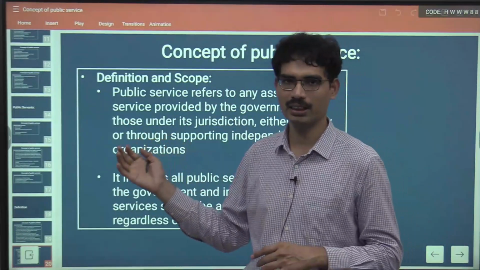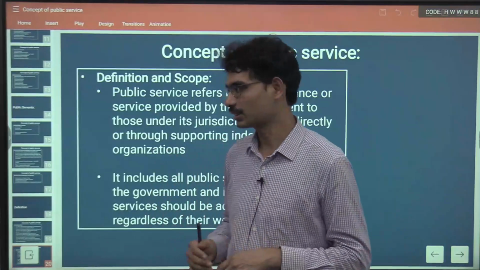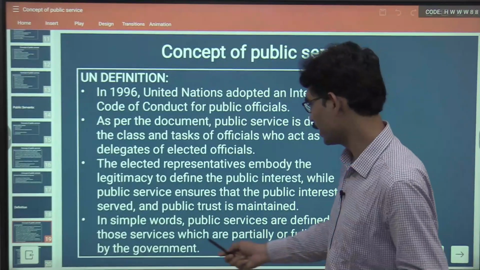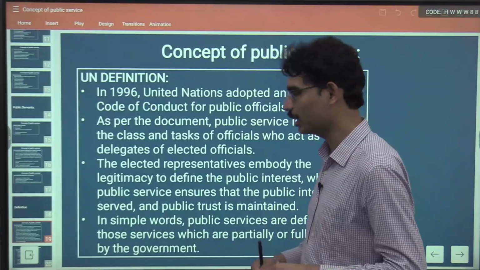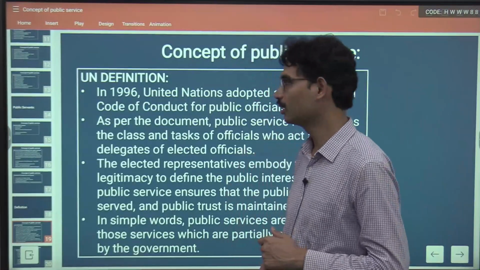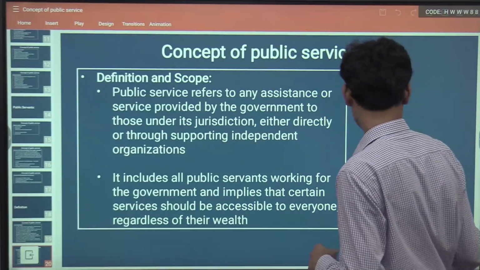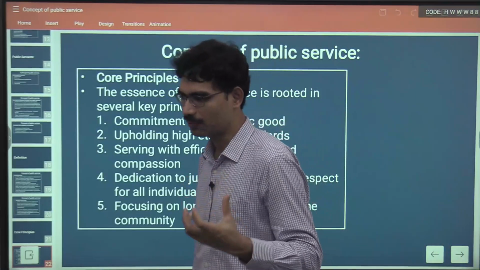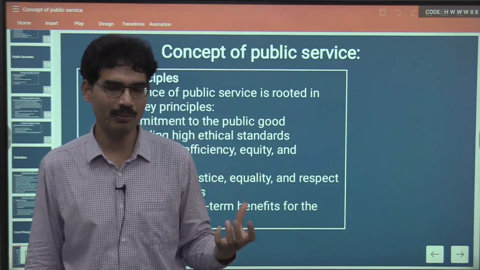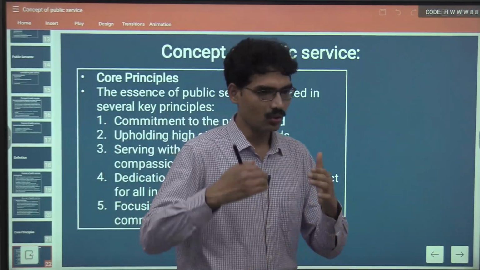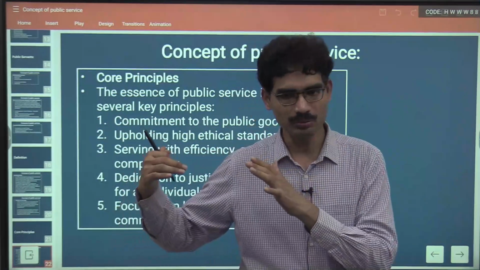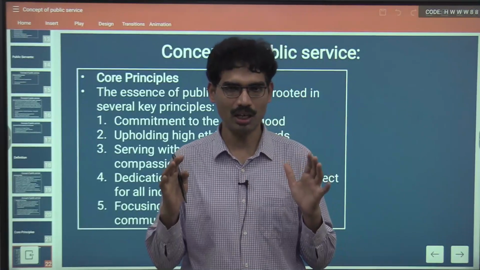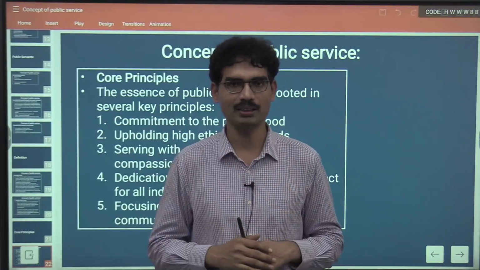According to the United Nations, public services are defined as those services which are partially or fully funded by the government. Core principles: when public service is involved, whatever service the government of India is going to give to the public must be delivered in an organized, systematic manner.